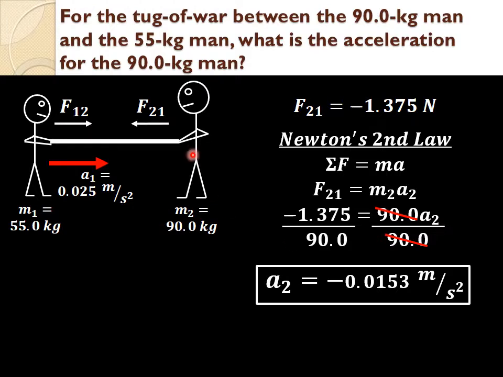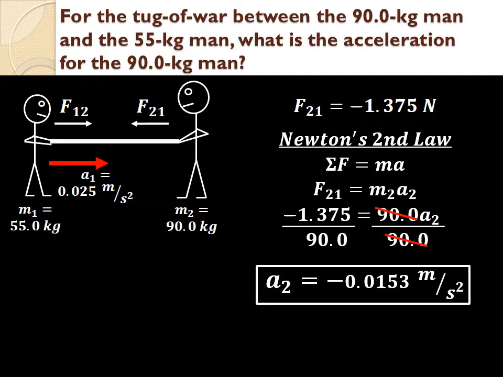And hopefully that kind of makes sense because his acceleration is going to be in the negative direction where the acceleration of the first guy was in the positive direction. They're accelerating in opposite directions. But you should notice that the accelerations are not the same. Newton's third law says each force is going to be the same and equal and opposite, but not the accelerations. So if the 55 kilogram man has a 0.025 meter per second squared acceleration, then the 90 kilogram man with more mass should have a smaller acceleration.